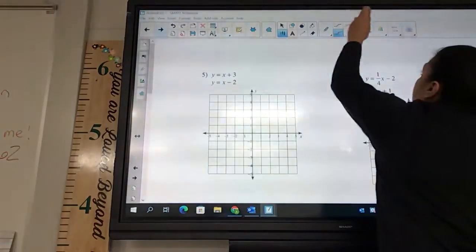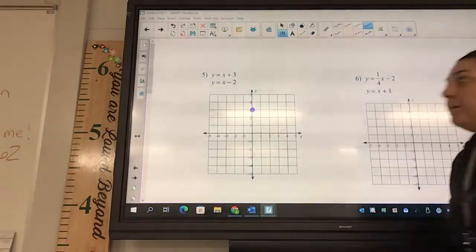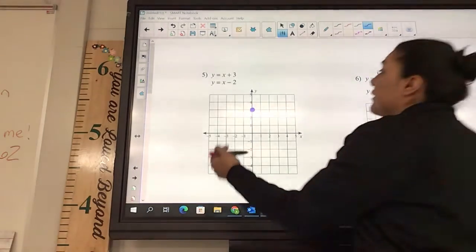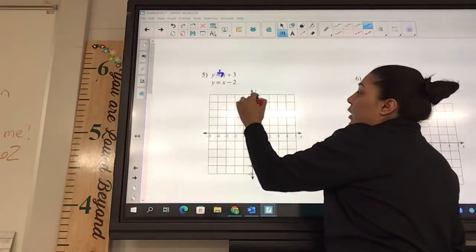Okay, 5. We start our first graph at 3. What is the slope? 1. Okay, so if there's nothing in front of the x, it's a 1. And it's really a 1 over 1. So you're going to go up 1 over 1.